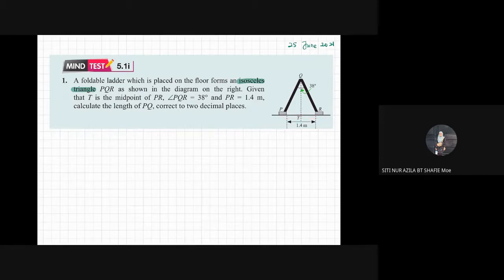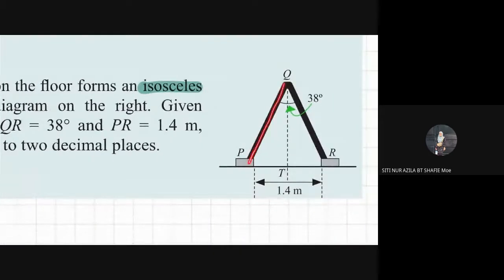Okay. Since we only want PQ, but we don't have a right angle triangle, we only have an isosceles triangle. You can divide the isosceles triangle into two equal triangles, which will form a right angle triangle on your left and on your right. Divide the isosceles triangle into two, and then you will get one right angle triangle on the left, and another one on your right. Can you see? So here is your right angle triangle.